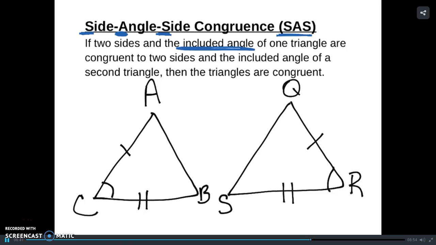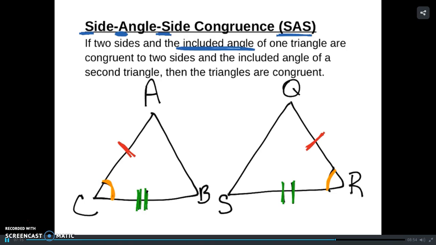Okay, here's a third example. And at first glance, these two don't look like they're going to be congruent, but we have to pay really close attention. So we look over here and we see, okay, AC is marked as being congruent to QR, and we see that CB down here is marked as being congruent to SR. And we see that both of these have an included angle. So on this one, it's angle C is my included angle. On this one, it's angle R is the congruent angle. And so these two triangles are congruent, okay?